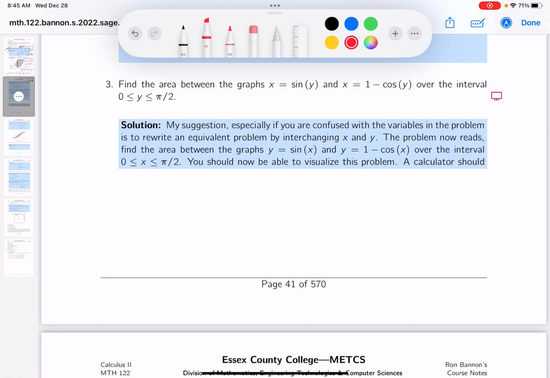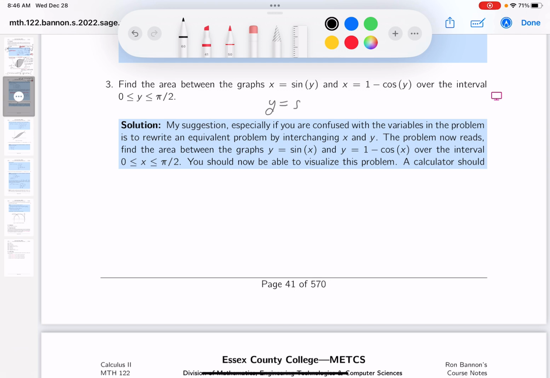Okay, for some students this is a tricky problem because they're asking you to say x equals sine of y, and then they say x equals 1 minus cosine of y, and they give the interval. Well, what you could do is just change the variables if you want, and I'll write this down for you. So what you could do is just switch x and y around, and what are you going to get? This might make it easier for you.